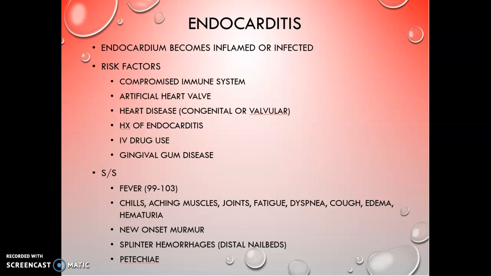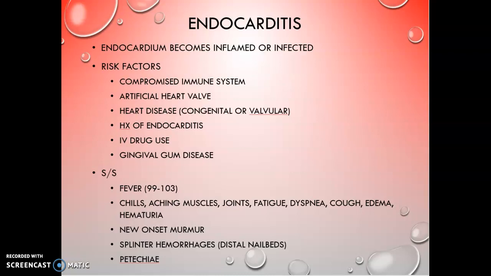Endocarditis is, when you see itis, of course, it's inflammation or infection. And this happens usually if there's a compromised immune system. Sometimes if someone has an artificial valve, heart disease, or any kind of weakened heart, if they're an IV drug user, or if they have significant gingival gum disease.